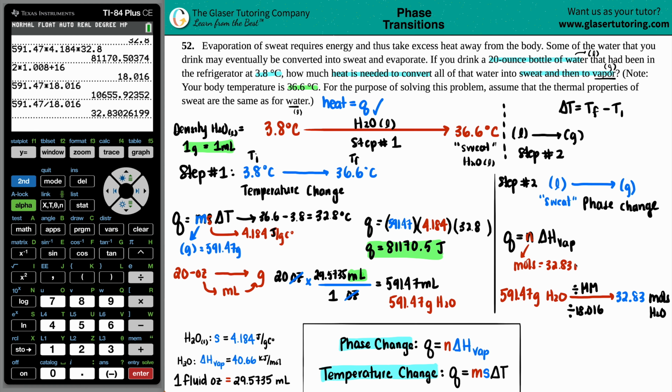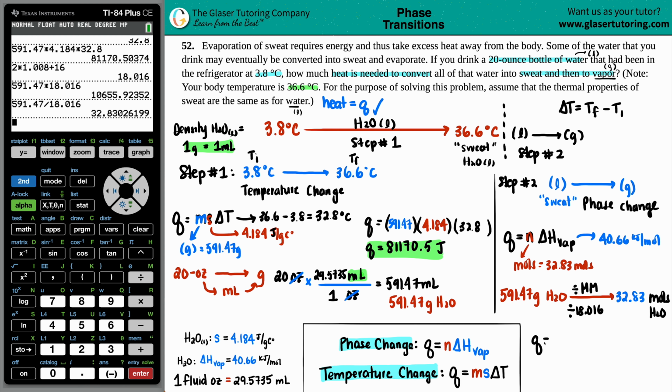32.83. And my delta H of vaporization, my enthalpy of vaporization, comes from the standard number for water, which I wrote down, the standard value here. It's 40.66 kilojoules per mole. And that's also why moles has to go with moles. So your unit of quantity should go together.